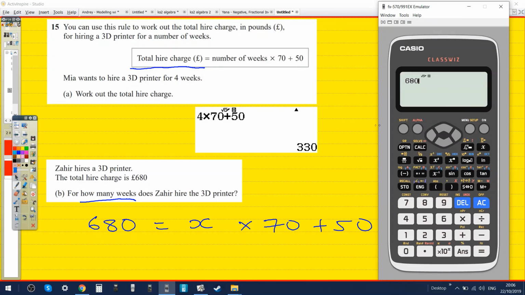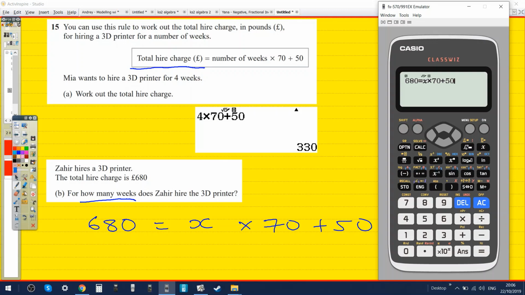680. Here's the magic. Alpha equals. See the equal sign over the calc button, just under the alpha button. 680 alpha equals, alpha calc gives you the equal sign, and then keep going. We want x. Alpha right bracket is x, the red x, so alpha right bracket, times by 70 plus a 50. I'm literally copying and pasting the question via my thumbs into the calculator.